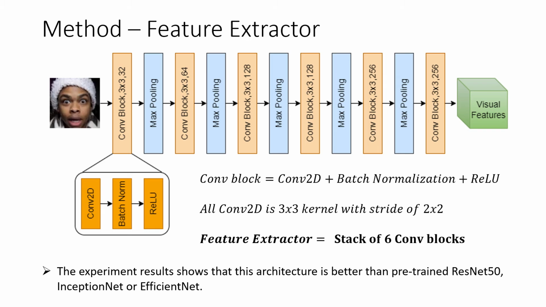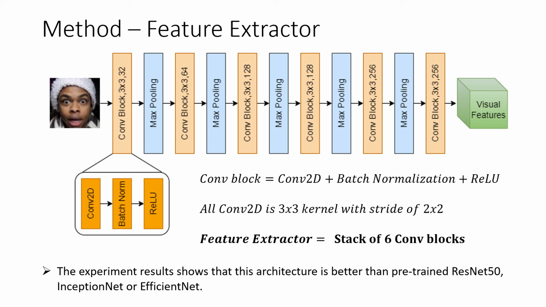For the feature extractor, we build a custom CNN extractor rather than using pre-trained state-of-the-art models such as ResNet50, InceptionNet, or EfficientNet. The reason is that when we compare the experiment results, we find that using a custom CNN achieves the highest performance. We simply construct a set of six convolution blocks interleaved with max pooling layers. A convolution block is a sequence of 2D convolution layers followed by a batch normalization layer and a ReLU activation function.